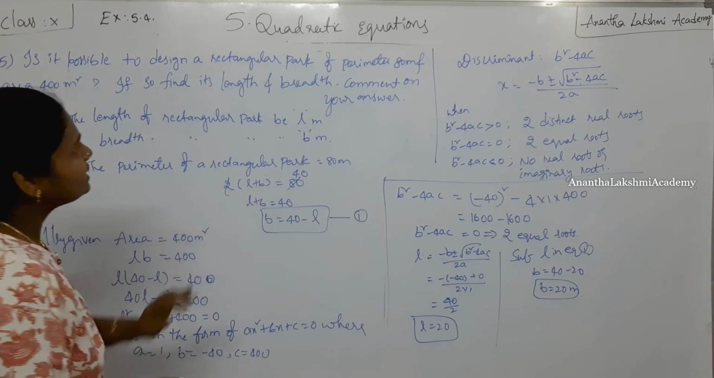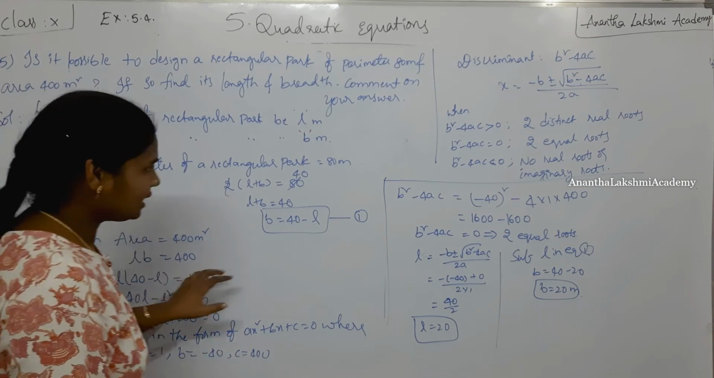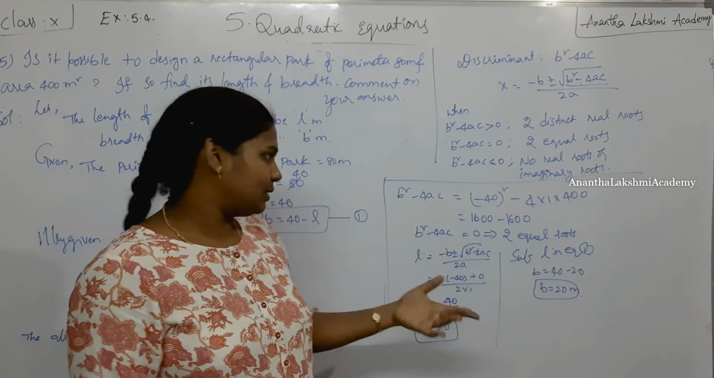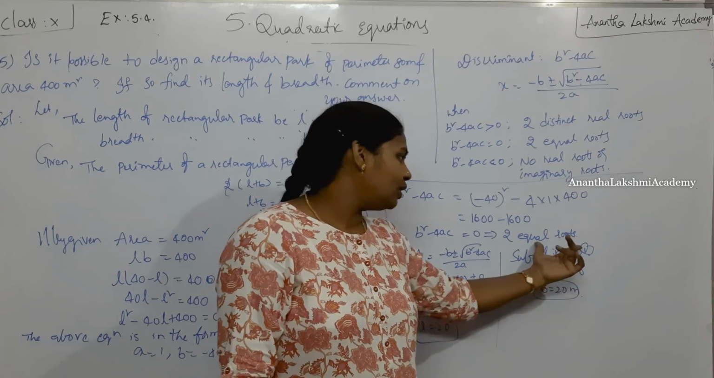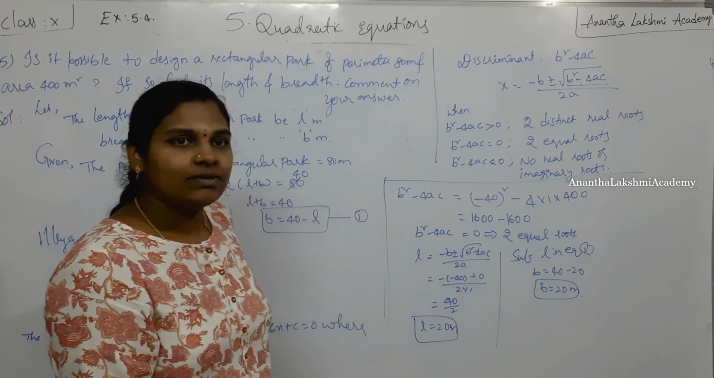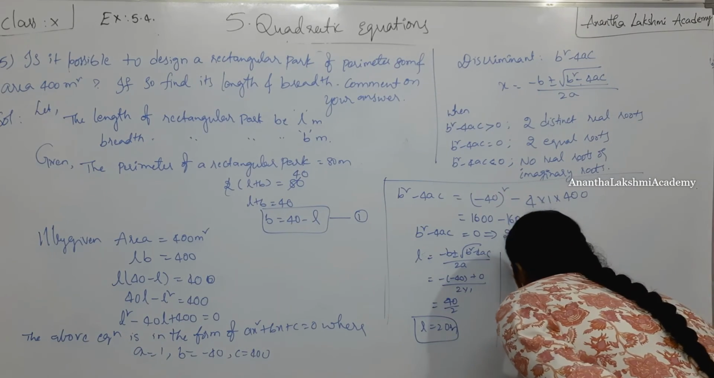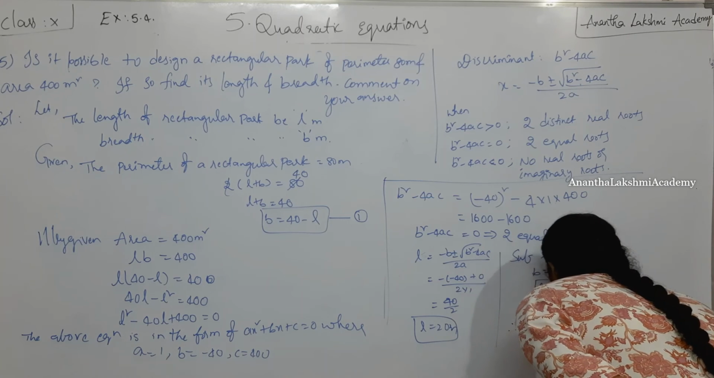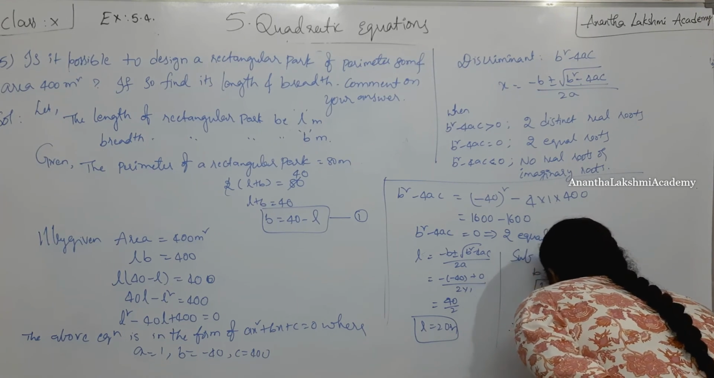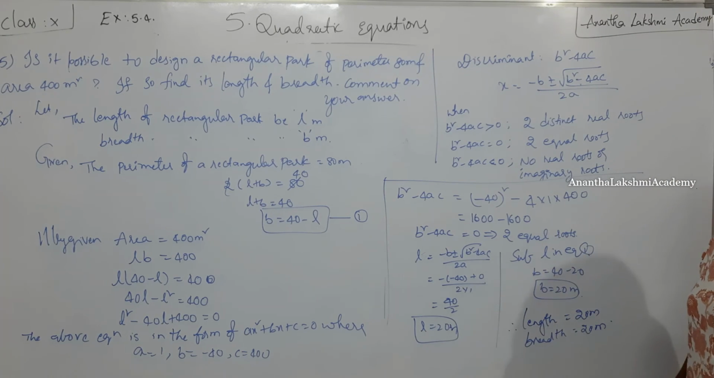Is it possible to design a rectangular park of perimeter 80 meters and 400 meters square? Yes. If b square minus 4ac was less than 0, then we could say that it is not possible. Since this is equal to 0, 2 equal roots we have got, where L is nothing but 20 meters, breadth is nothing but 20 meters. Here we could write it as, therefore, length of the rectangular park is equal to 20 meters and breadth of the rectangular park is equal to 20 meters. As I have little space, I am just writing it as length and breadth.